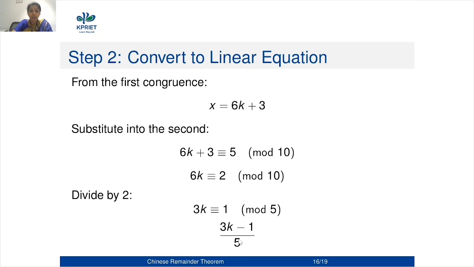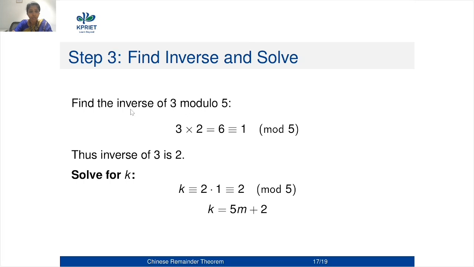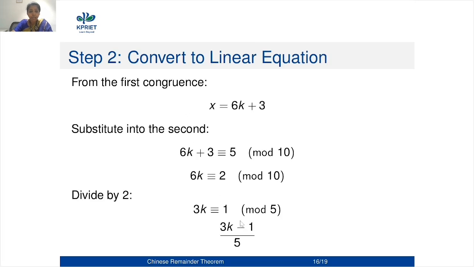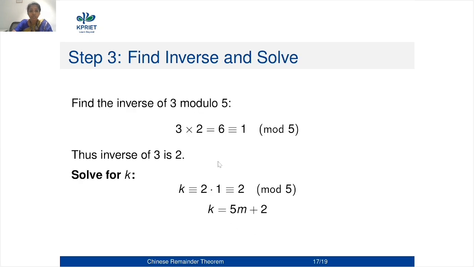To find the inverse, we use the same methodology we followed in the previous problem. Here we substitute values from 1 up to the maximum of 5. If I substitute k as 1, it becomes 3 minus 1, which means 2. 2 is not divisible by 5. Now let us take k equal to 2. So 3 times 2 minus 1 means 6 minus 1, which is 5. 5 is definitely divisible by 5. So let us take the final answer for k as 2. So k is congruent to 2 mod 5.